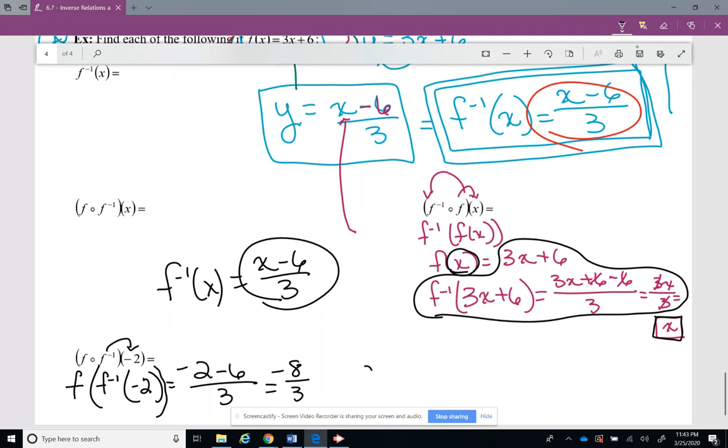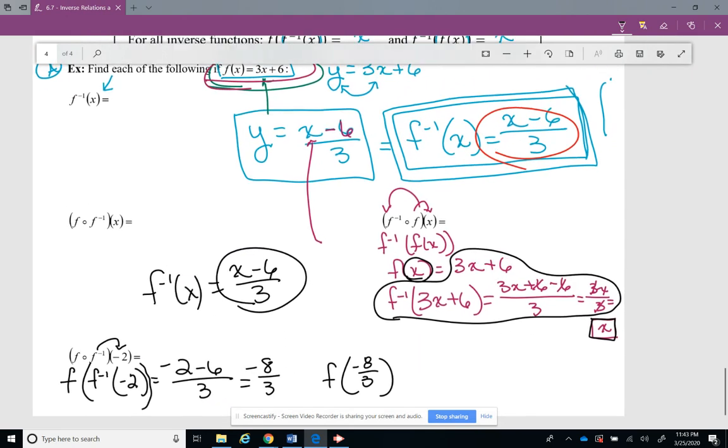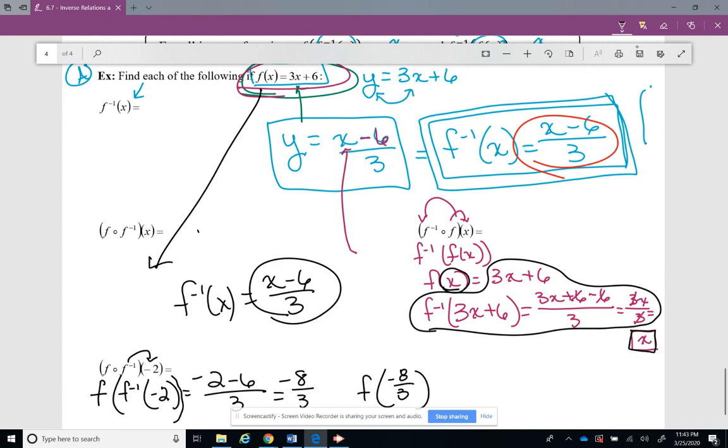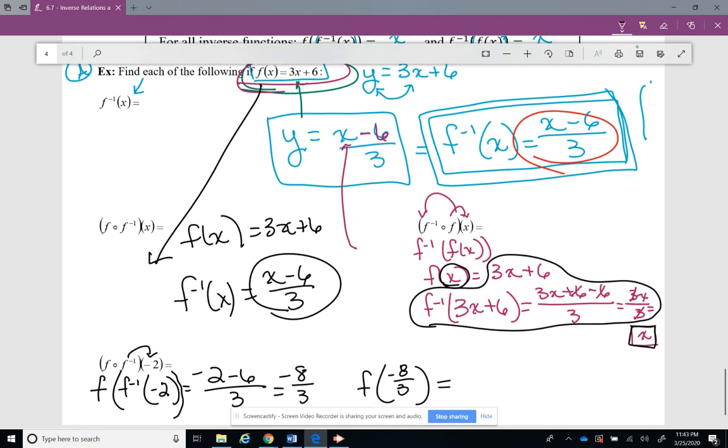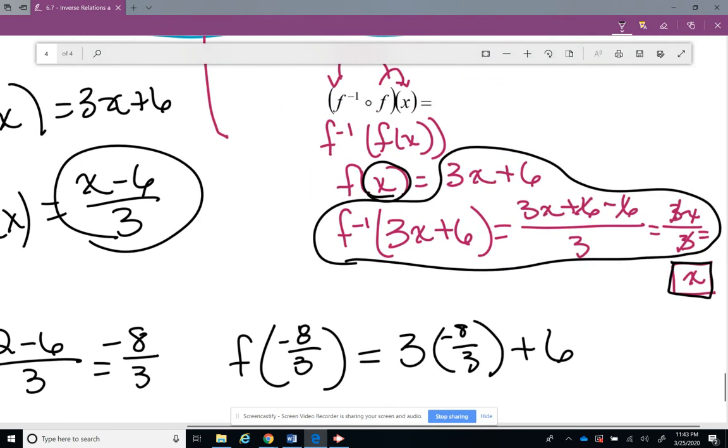So I'm going to put -8/3 into the function. What's the function? It's way up there. It is f of x equals 3x plus 6. So I'm going to take the -8/3, and instead of 3x plus 6, I'm going to put 3 times -8/3 plus 6. Look, the 3's cancel out, so I have -8 plus 6. What does that equal? -2.